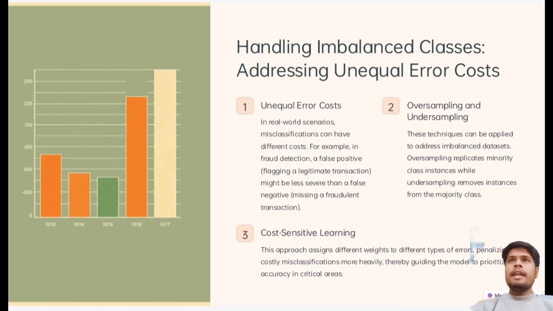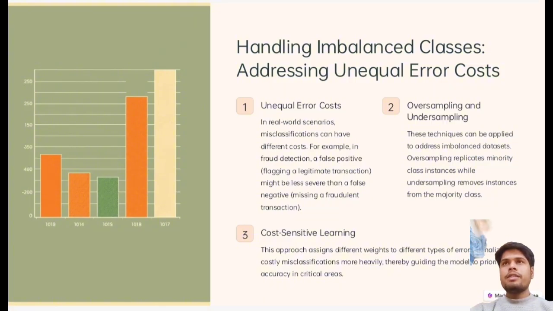Handling imbalanced classes means addressing unequal error costs. First is unequal error cost, second is oversampling and undersampling, and third is cost sensitive learning. In unequal error cost, in real world scenarios, misclassifications have different costs. For example, in fraud detection, a false positive, flagging a legitimate transaction, might be less severe than a false negative, missing a fraudulent transaction. So it is an unequal error cost.